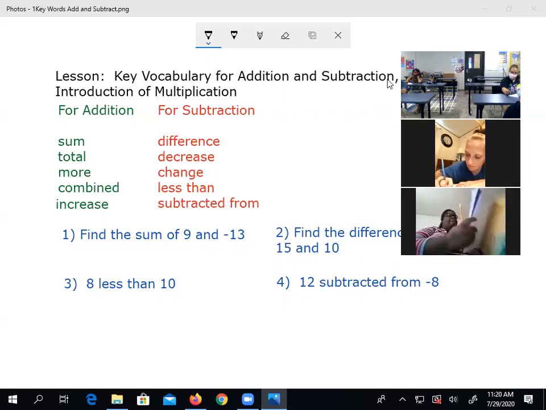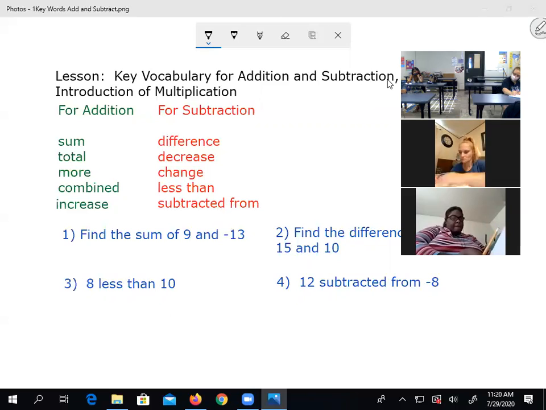The word sum is going to be a clue that addition is involved in the problem, or the word total could imply to you that addition is involved. The word more would mean addition. Combined means addition. Increase means addition.